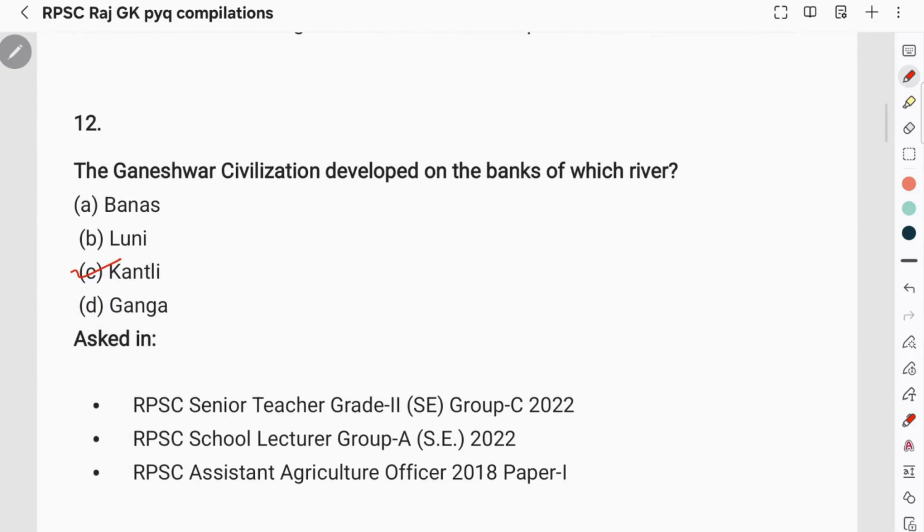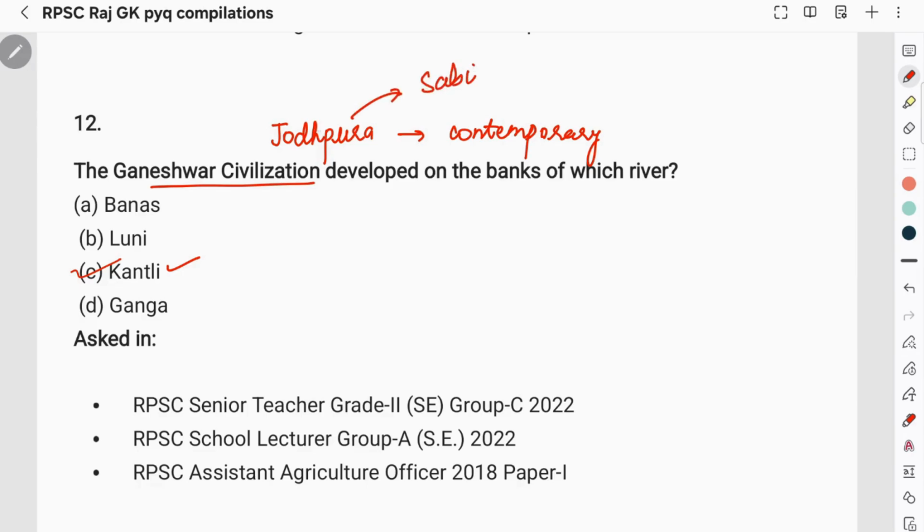So now moving to the next question: the Ganesha civilization developed on the banks of which river? The next civilization we need to make a note of is the Ganesha civilization, and it is situated on river Kantli. Now we generally have the name of Ganeshwar and Jodhpura culture, which was contemporary to the Ganesha civilization, and it is situated on river Sabi. It is not the same Jodhpur. This is a different site. It is Ganeshwar and Jodhpura culture, just because they were contemporary to each other.